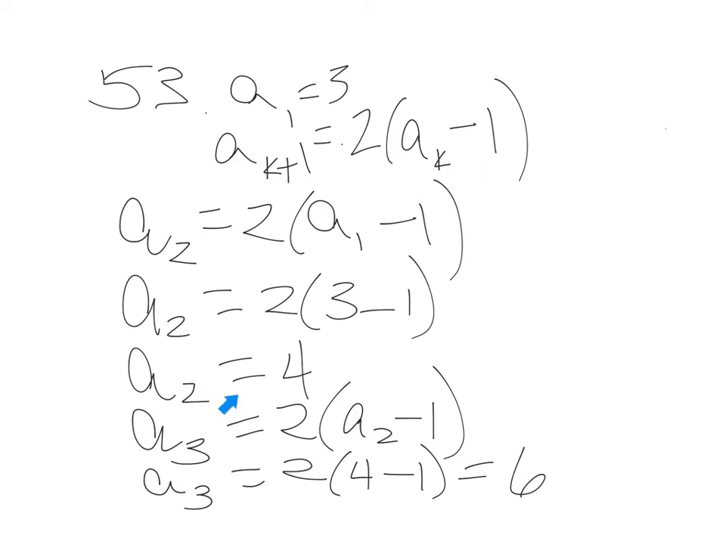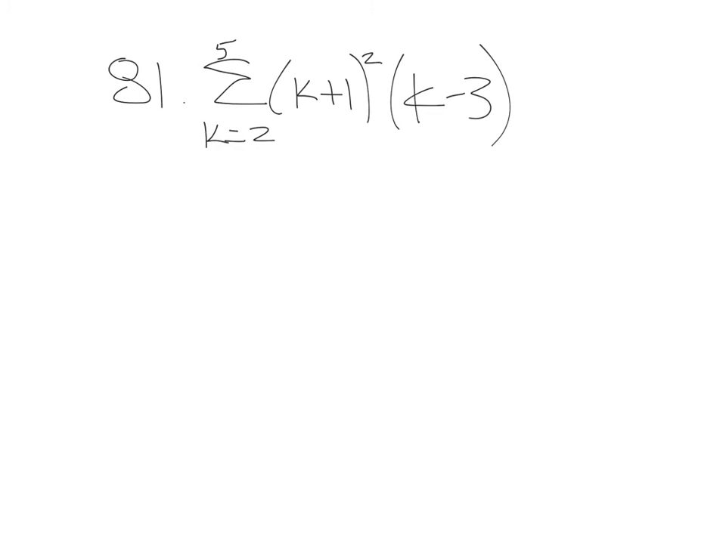F of 2 or a sub 2 equals 4, so I plug all of 4 in for there, and then you get 6. For 81, they give us the summation notation, and they say find the sum.